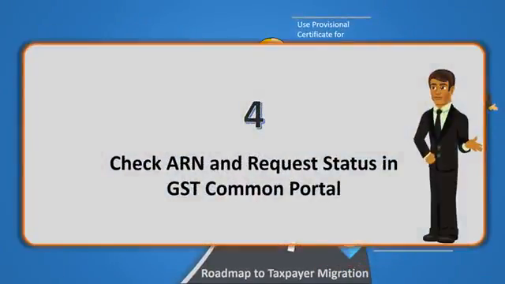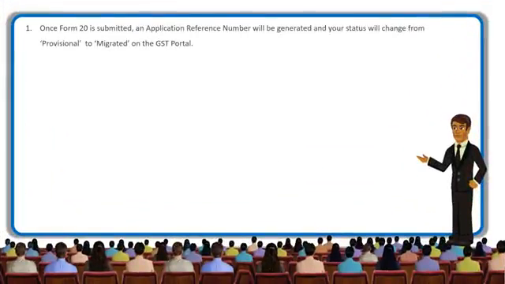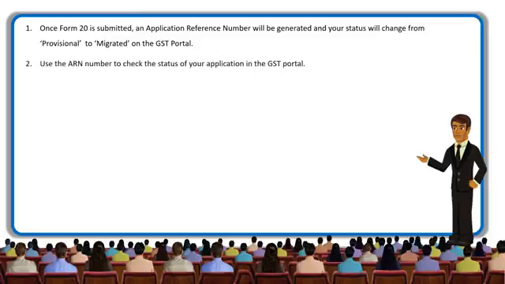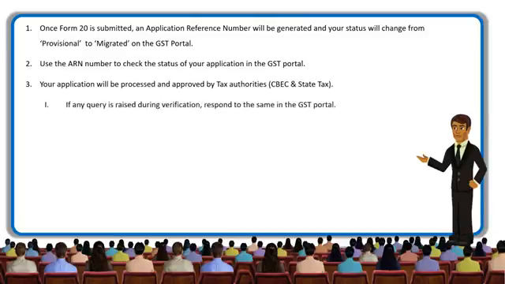Check the application reference number and request status in the GST portal. Once Form 20 is submitted, an application reference number will be generated and your status will change from provisional to migrated on the GST portal. Use the ARN number to check the status of your registration application in the GST portal. Your application will be processed and approved by tax authorities, CBEC and state tax. If any query is raised during verification, respond to the same in the GST portal. Post successful verification, your request for registration will be processed.